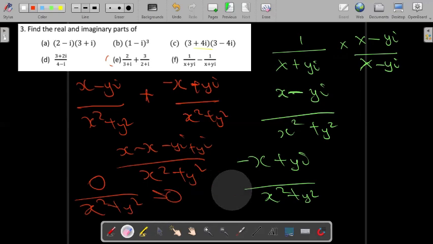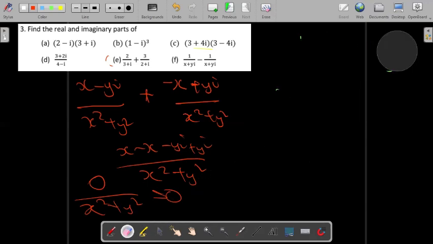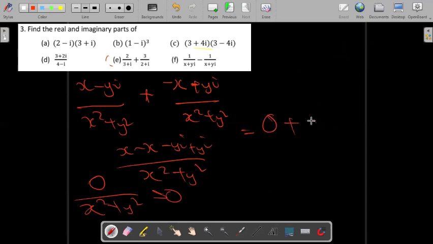And after getting that 0, you know that your real part and your imaginary part are going to be equal to 0 plus 0i. So meaning this is your real part, and 0 again is going to be your imaginary part. Okay, so that's how we do these sets of questions. Unless there are any questions, today's class ends here.